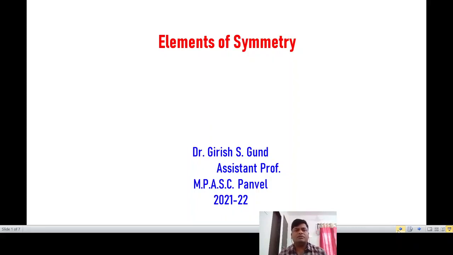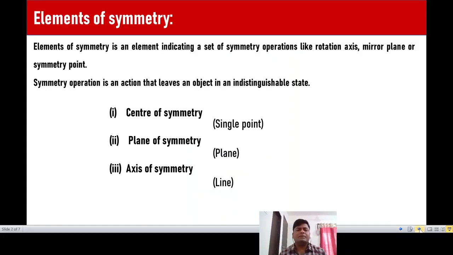Today we will talk about the elements of symmetry. An element of symmetry is an element indicating the symmetry operation, which leaves the body or object in an identical situation or indistinguishable state, which is similar to its previous state before the operation.